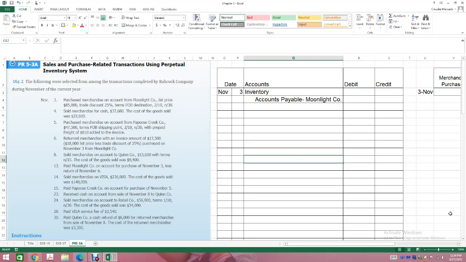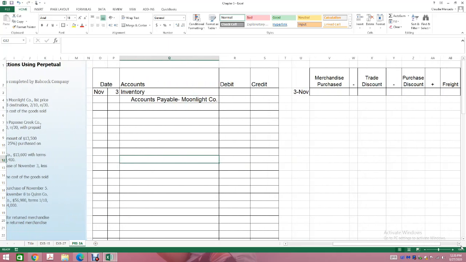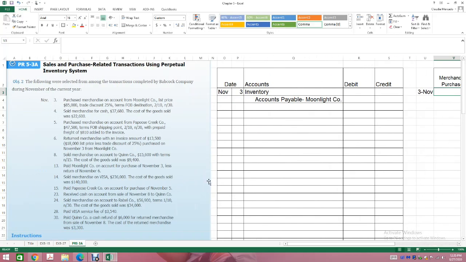Now we need to figure out the dollar amounts. Those are my two accounts. I've created this little template here on the side to help me figure out my purchase amount. It says here that I purchased $85,000 worth of goods.